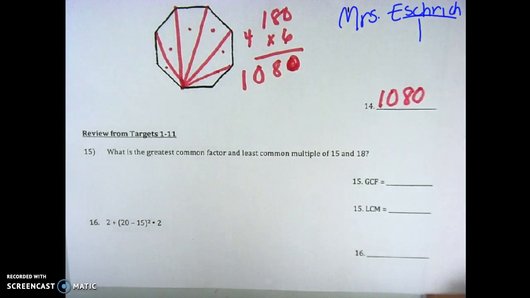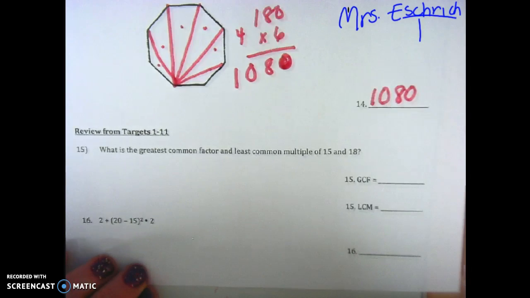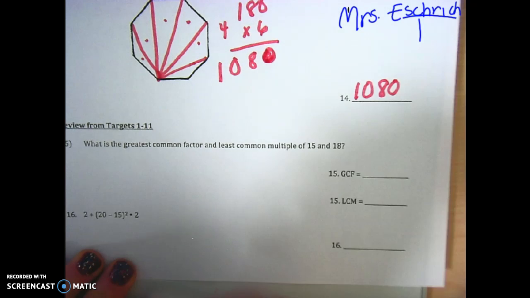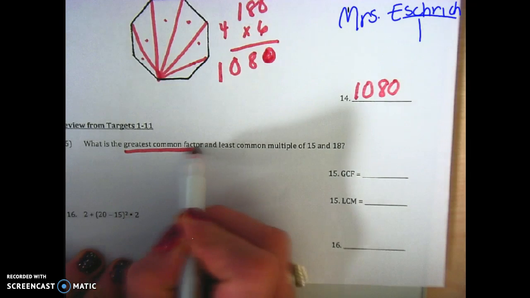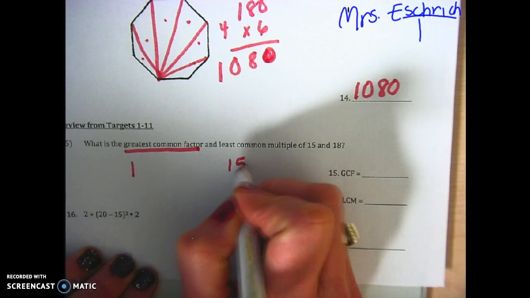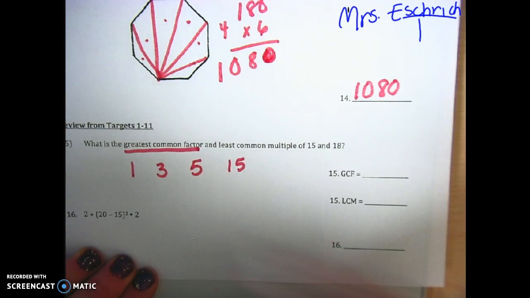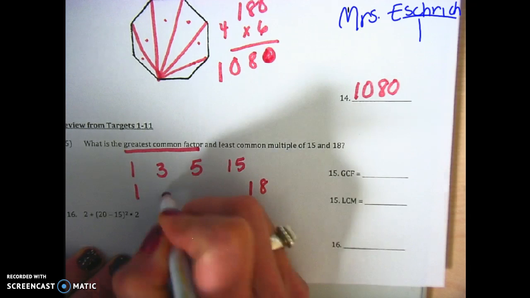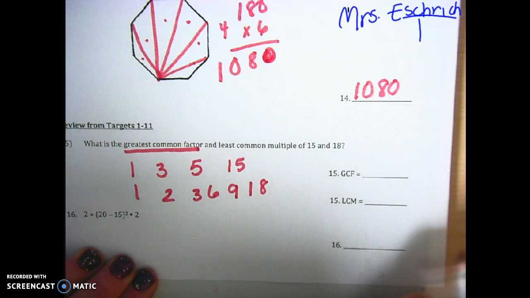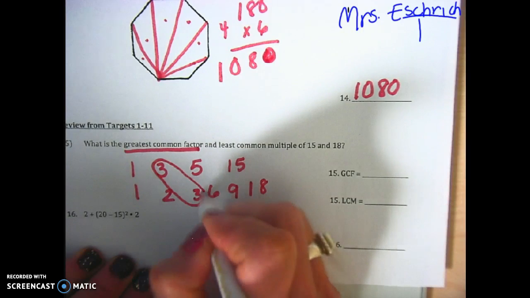Reviews. What is the greatest common factor and least common multiple of 15 and 18? Okay. Multiples are multiplying. Factors are math facts. So let's do GCF first. Factors of 15 are 1 and 15, 3 and 5. Factors of 18 are 1 and 18, 2 and 9, 3 and 6. So the greatest common factor would be 3.